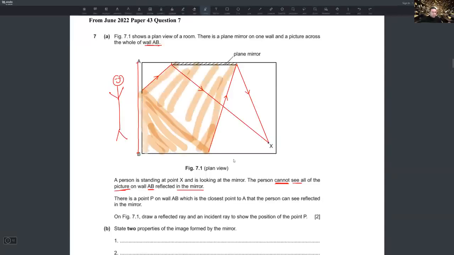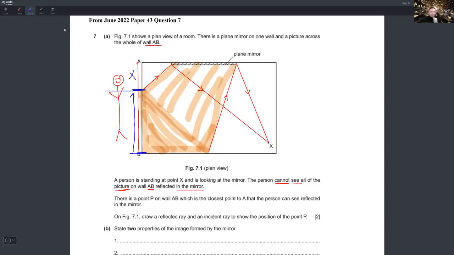So how much of AB can you see? From the stick figure I drew, these are my limits here. That's as much. From B to here, that's all I can see. From A to this point, I can't see. So technically I'll only see the bottom half of the stick figure man, if it's on the wall, lying down like this.